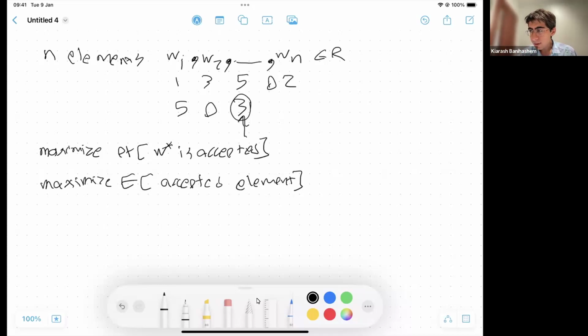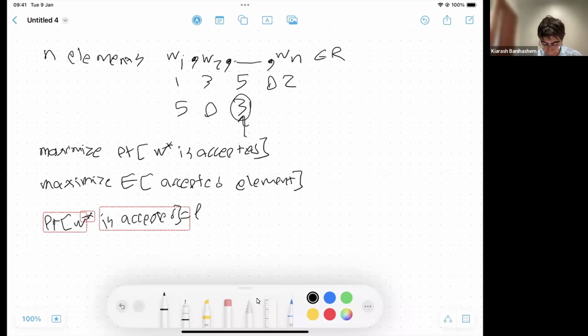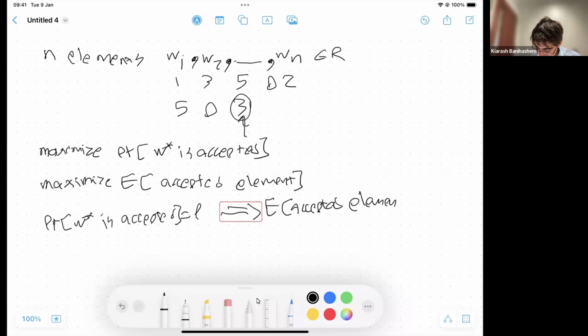But it's clear that the first notion is intuitively stronger, in the sense that if I have an algorithm for which the probability that W star is accepted is, let's say, P, then that would imply that the expectation of the accepted element is bigger than or equal to P times W star. So if I have an algorithm satisfying the first notion, it also has guarantees for the second notion.